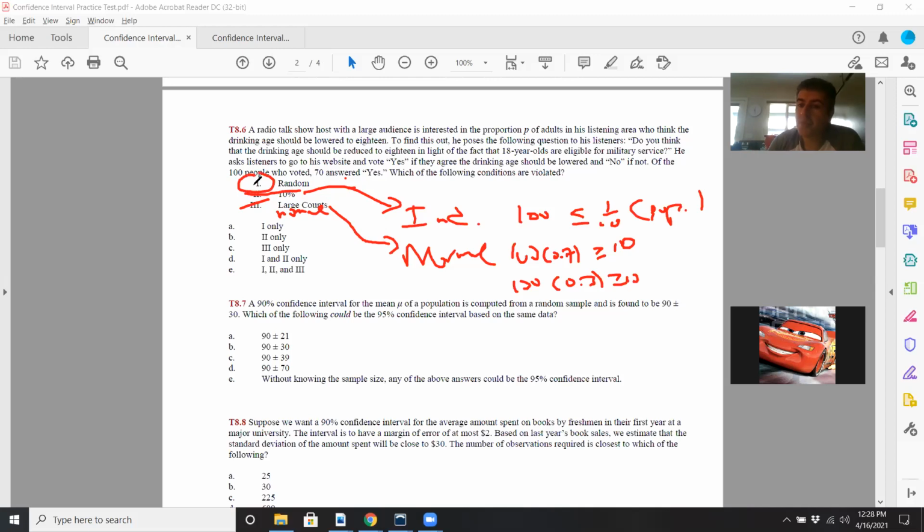It's not random though, because it's only people who are going to the site. And so it's biased. It might be people who really want to have the legal age lowered to 18. So it really should have been more like, let's go to different high schools, and then have 10,000 teenagers, and then use a random number generator, assign them a number, and then ask those people. So it should have been done more randomly. But I'd say 1 was definitely violated. So I'd say A for that one.